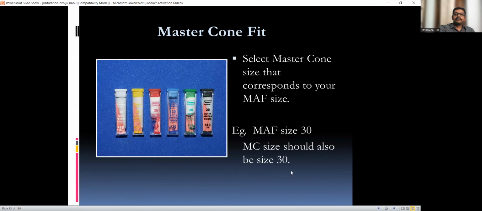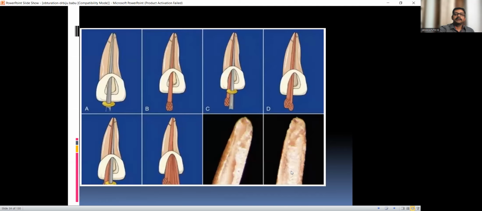Now about master cone fit. The master cone selected should correspond to the size of your master apical file. For example, if the master apical file size is 30, the master cone size should also be 30. These are images showing placement of the master cone.